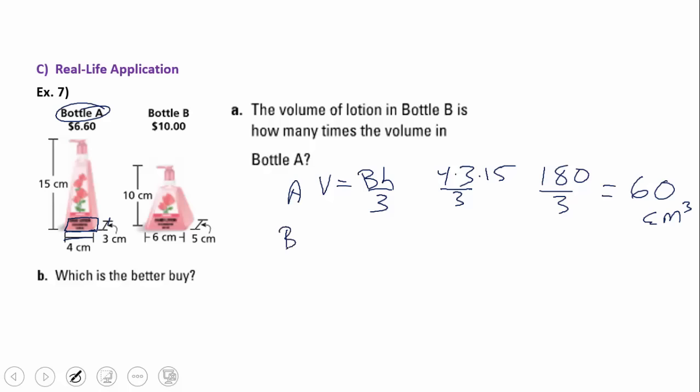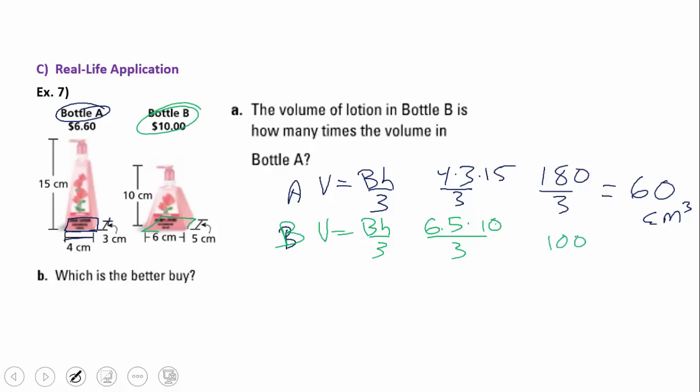Volume of bottle B, let me use a different color for bottle B. Let me use green. Bottle B, well, let's see. Its volume is still area of the base times the height divided by 3. And down here we have 6 times 5 for the area of the base. Divide that by 3, and then multiply by the height, which is 10. Well, 6 times 5, that's 30. 30 divided by 3 is 10, and 10 times 10 is 100.